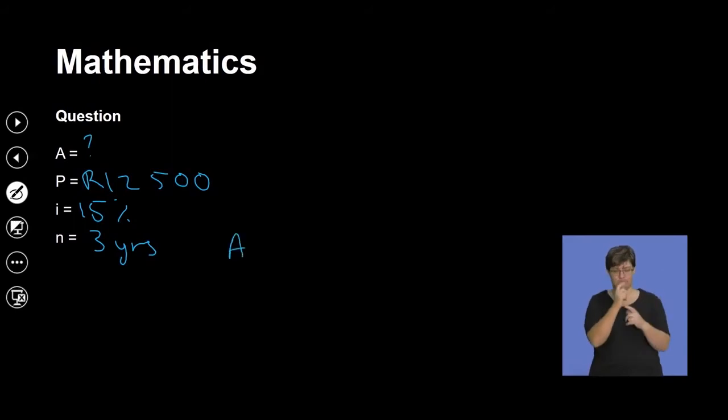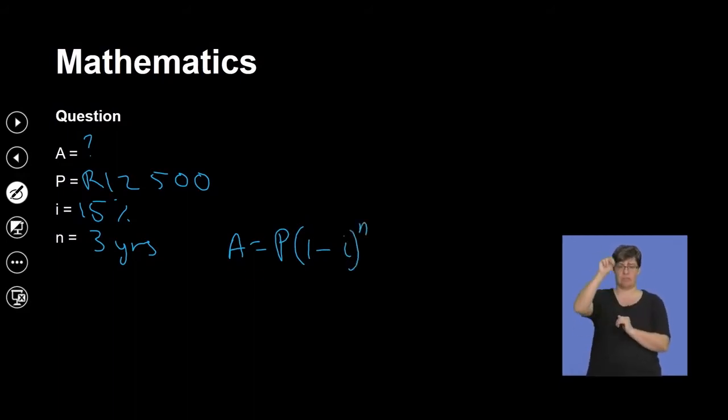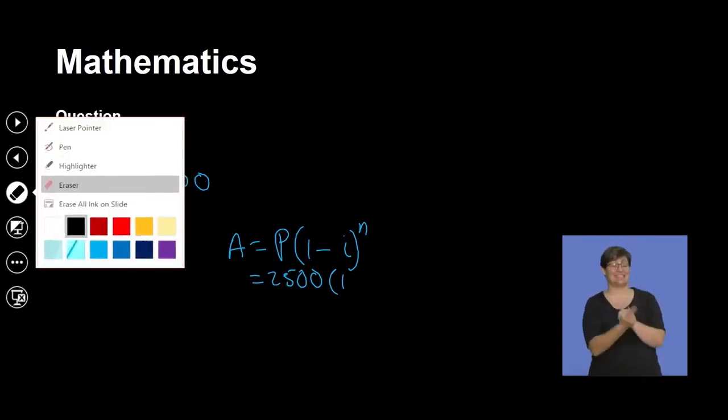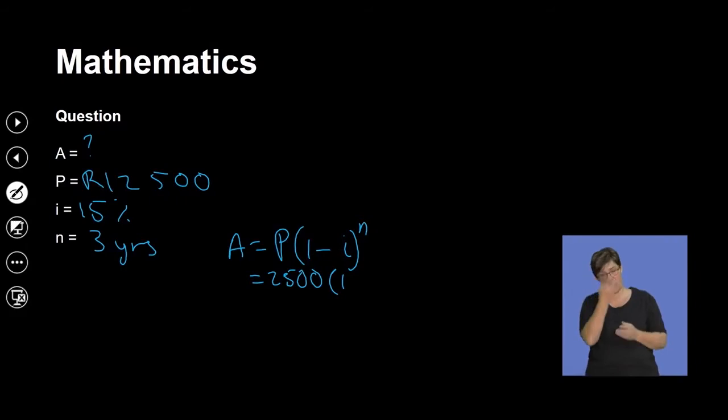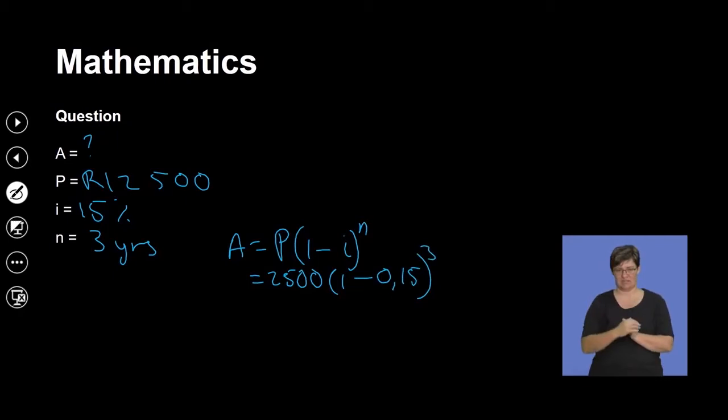Now, to calculate this, I will first start with the formula, 1 minus i to the exponent of n. And then I'm looking for A. I know what my P is. That's 2,500, which is the same as 2.5 thousand, into 1 minus, not plus. See, one of the common mistakes that we normally make is as soon as you see compound something, you already think compound interest. And this is going to be 0.15 to the exponent of 3.